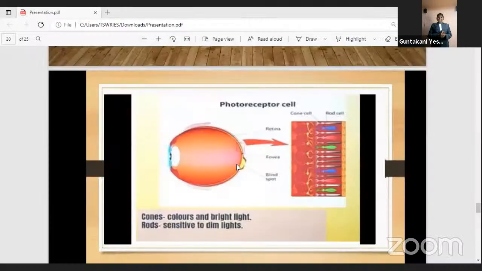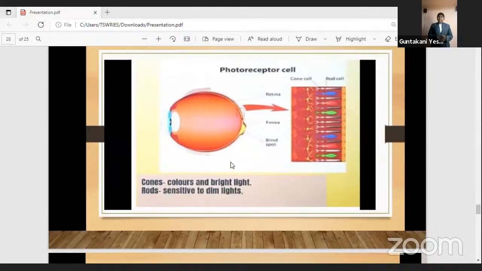And after this, as I have said to you, the cats can see very clearly at night. Why does the cat see very clearly at night? Yes, it is because of photoreceptor cells. Yes, friends, photoreceptors. Photoreceptors are divided into two parts. One is rods and one is cones.